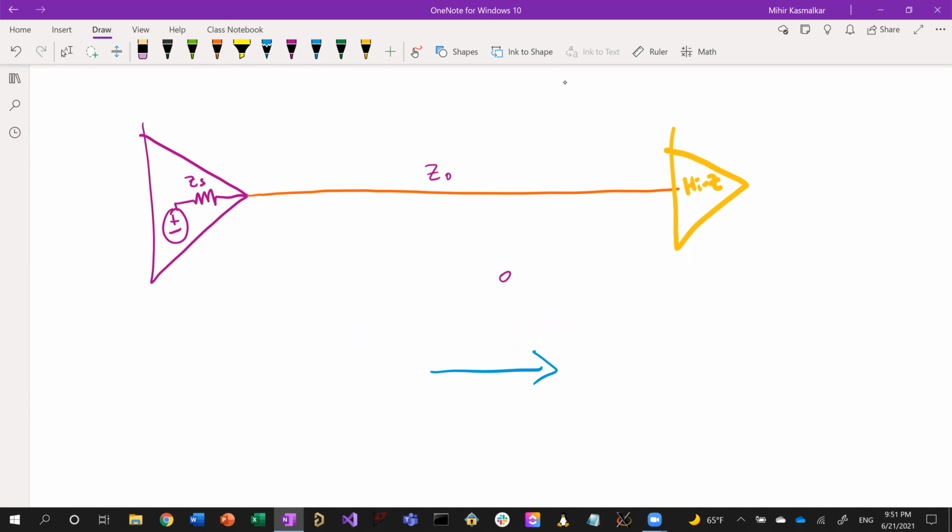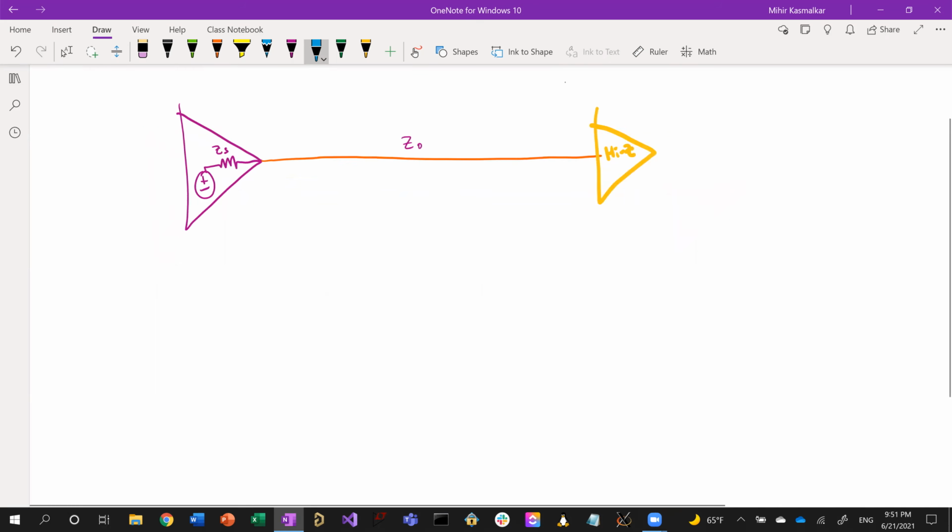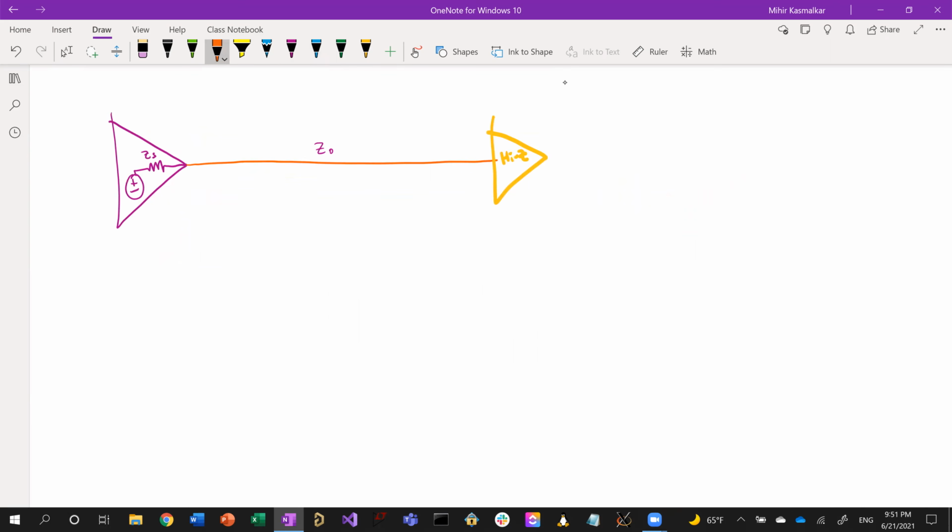And what that means is it's going to be an impedance discontinuity because it's a different impedance from the transmission line. And then of course the high impedance here is going to be an impedance discontinuity because it's much higher than the Z0 of the transmission line. Let's draw the bounce diagram for this situation.